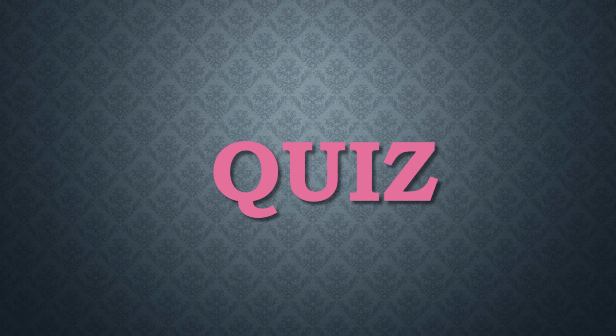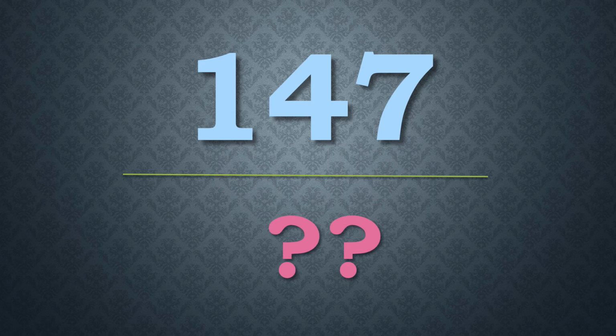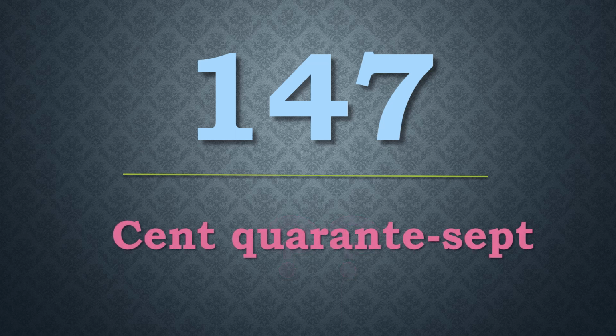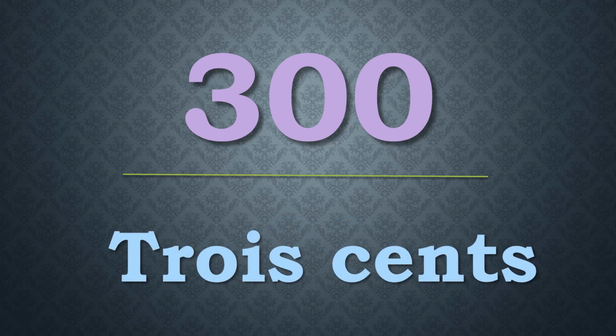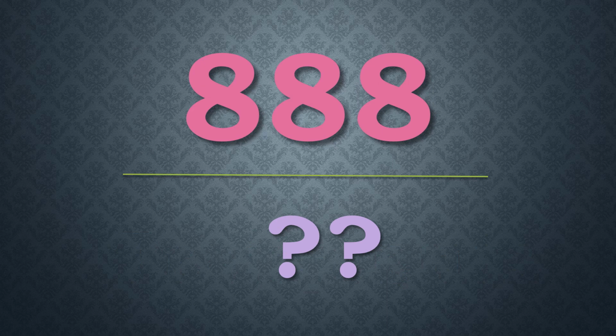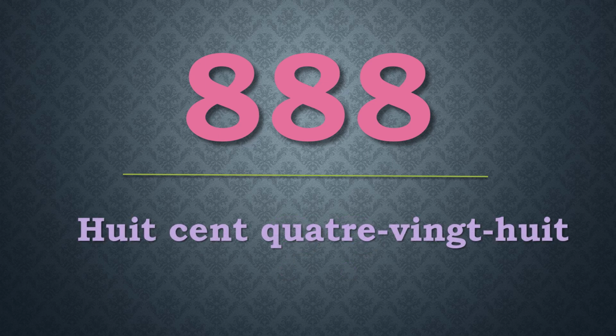So now let's practice some numbers above 100 just to make sure we have the pattern down. So here we have 147. What would that be in French? That would be cent quarante-sept. What about 300? How do we say 300 in French? 300 is trois cents with an S on the end of cent, literally three hundreds. And how about 888? 888 is huit cent quatre-vingt-huit.